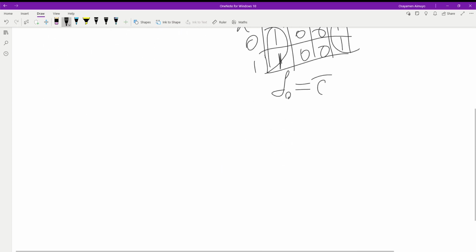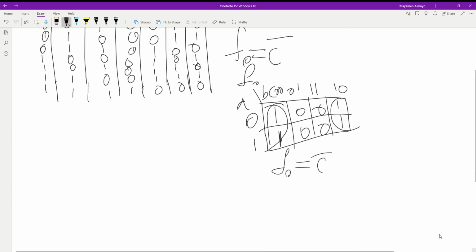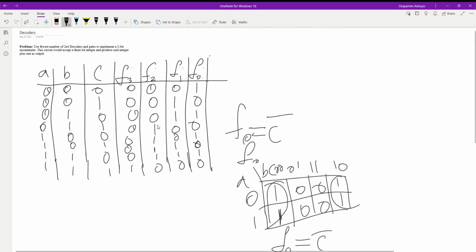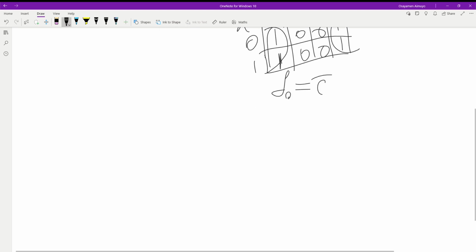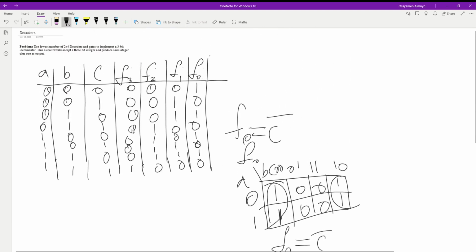Okay, so the rest, like I said, we do not have to simplify using K-maps for this. All we can do is just make the decoders do the work for us. Okay, but now notice that we have 8 inputs, right? But we're to use only 2 by 4 decoders and gates.